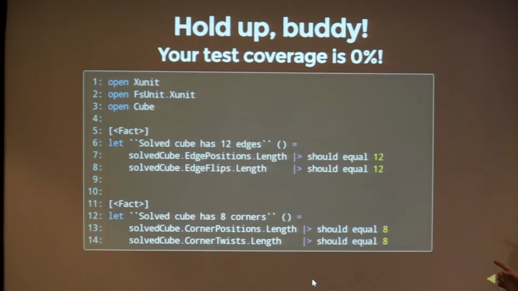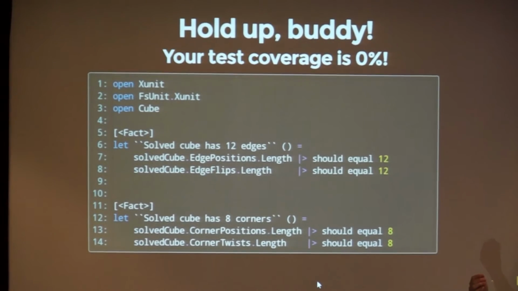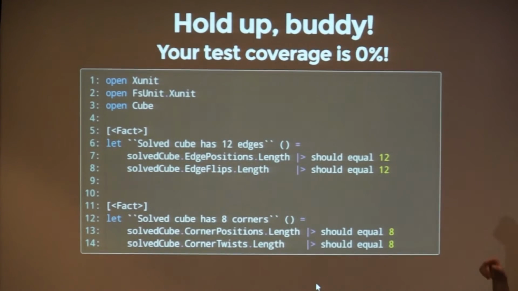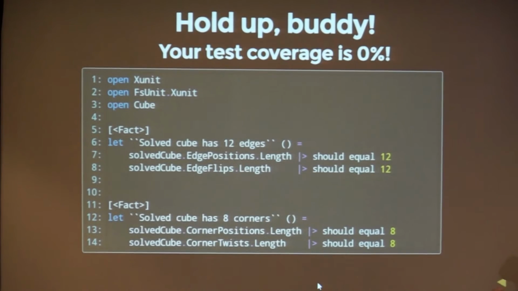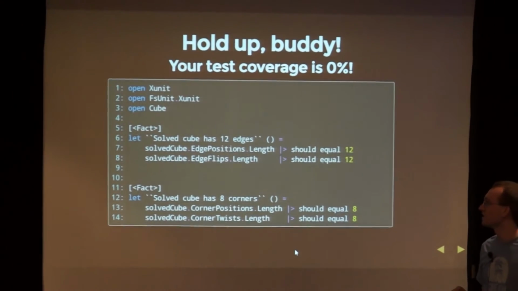So there's a number of things to take from this slide. Number 1, open is the equivalent of using. Pretty simple. And cube is a namespace or a module that I created before. Attributes look pretty much the same. We just have an extra brackets.